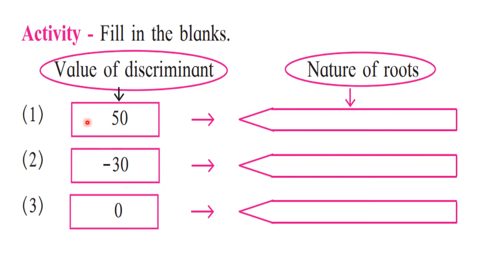So, the first activity is given here: fill in the blanks. They have given the value of discriminant, or delta, that is b square minus 4ac, and here they have asked us about the nature of the roots. Just now we have seen the three possibilities. Okay. So here the value of discriminant, that is delta, is plus 50, means it is positive, greater than 0. So in that case, the roots of the equation are real and unequal. Why? Because it is positive. Just now we have seen.